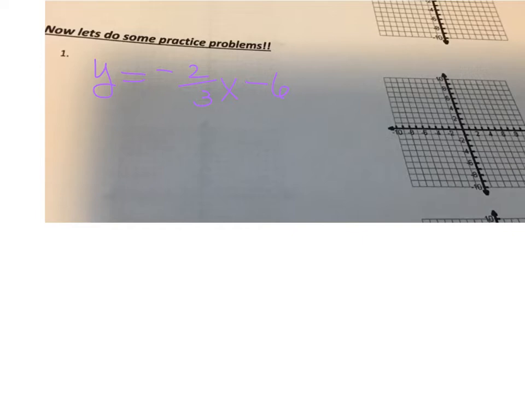All right, so for those of you that are going to work with me, or for those of you that are coming back to check your answer, here we go. The first thing you have to ask yourself is: is this problem in y equals mx plus b form?